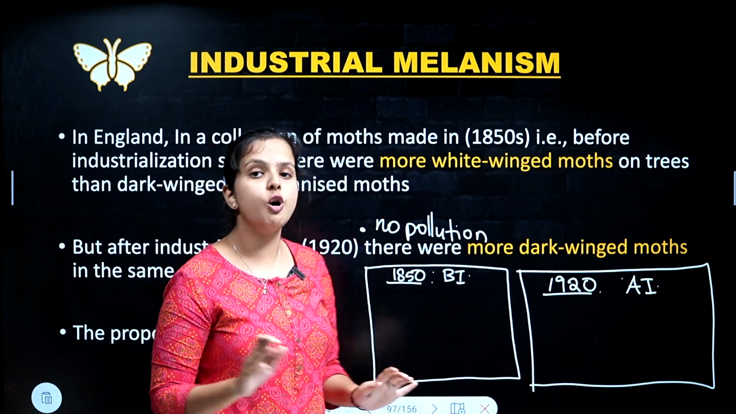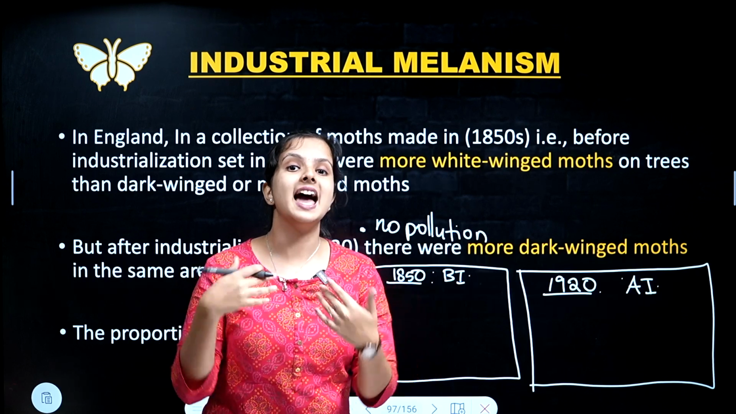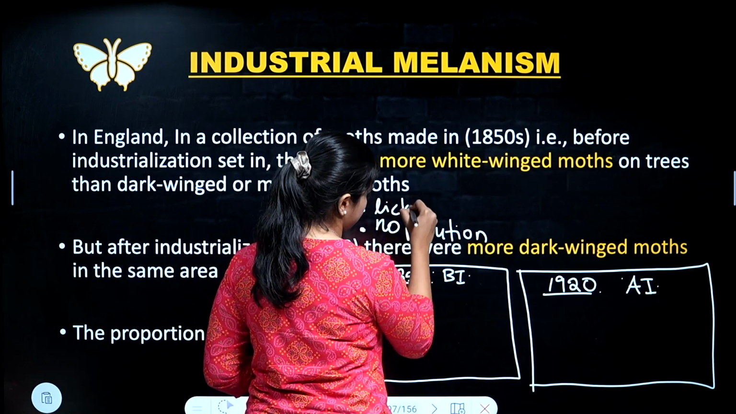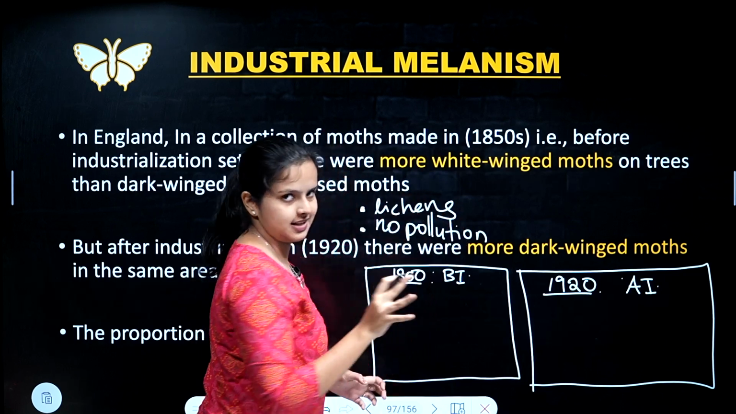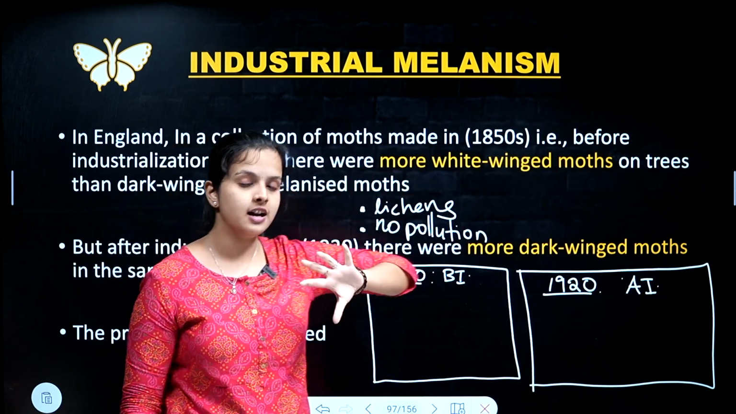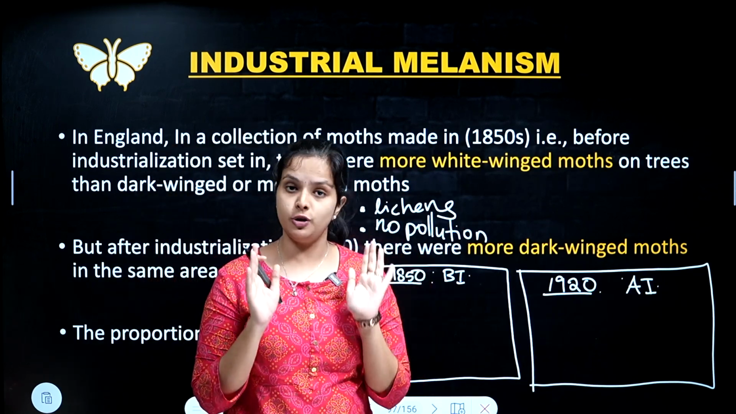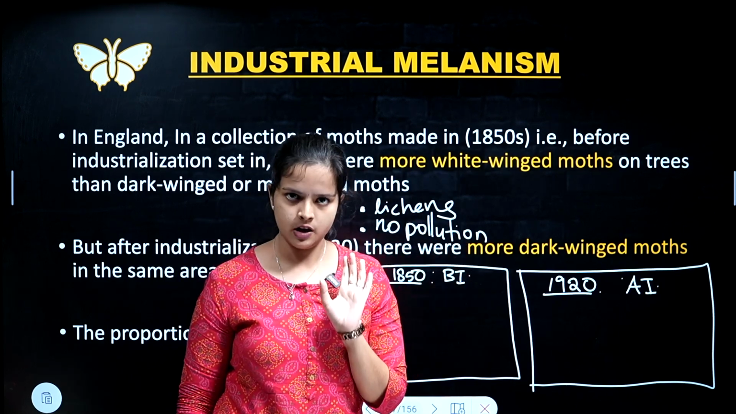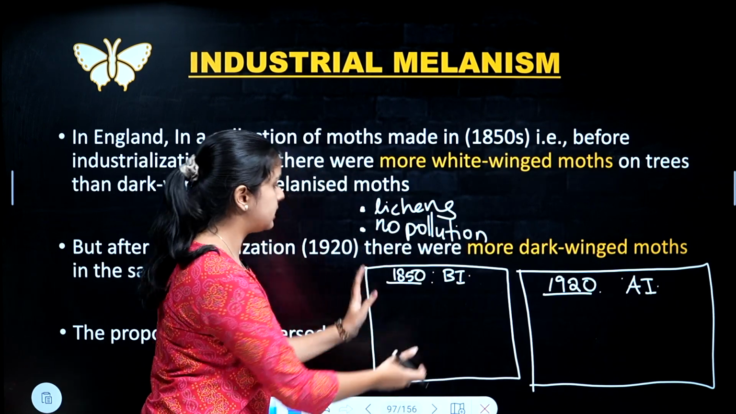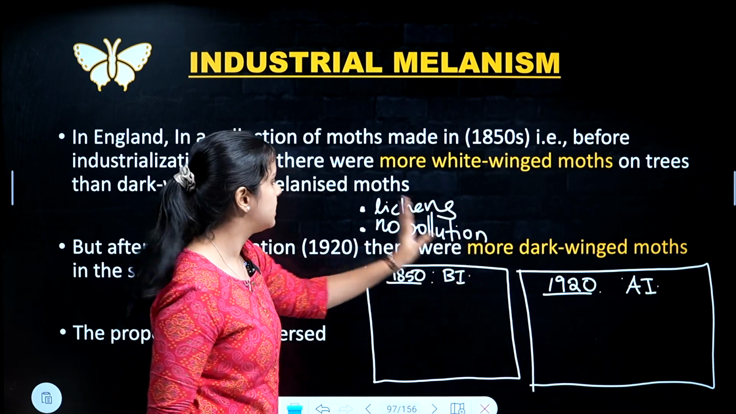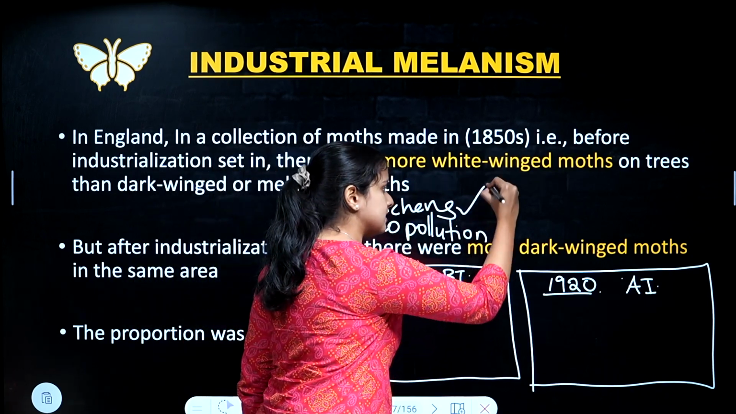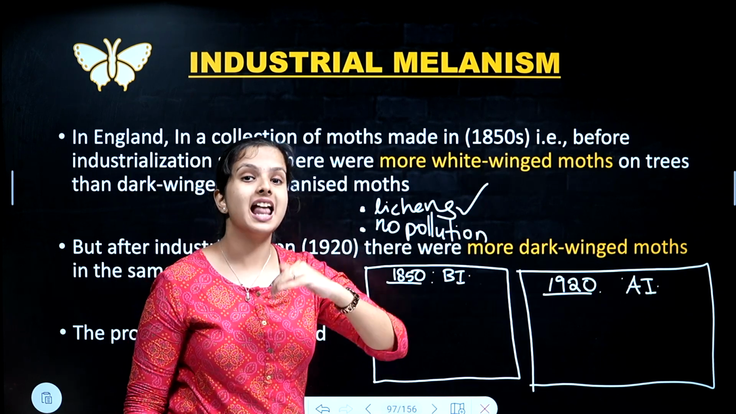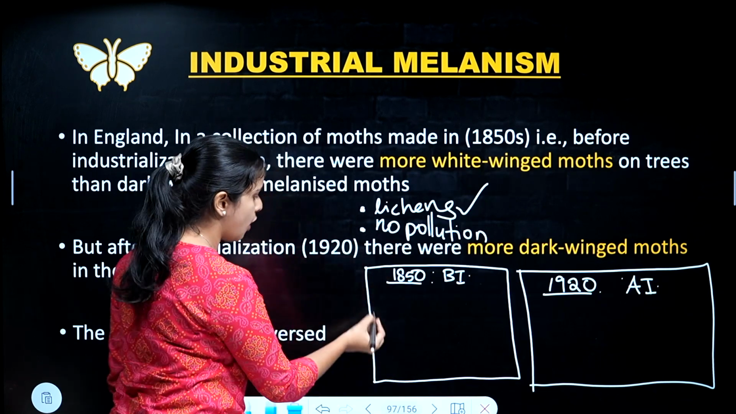And because there is no pollution, there are a lot of lichens on the tree. So lichens are symbiotic organisms, and the speciality of lichens is that they don't thrive in a polluted environment. They're only seen if the environment is clean and non-polluted. So this is a scenario where there is no pollution, and hence there are a lot of lichens. Usually lichens are white or light colored.